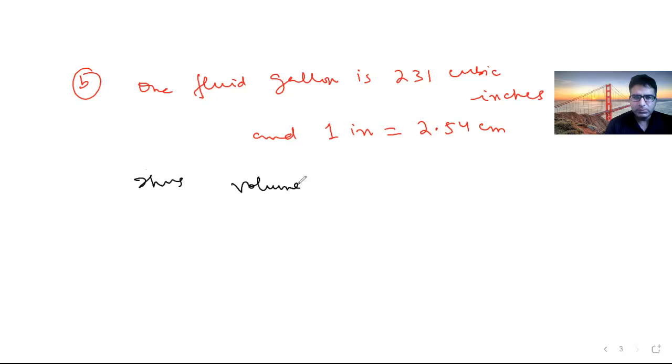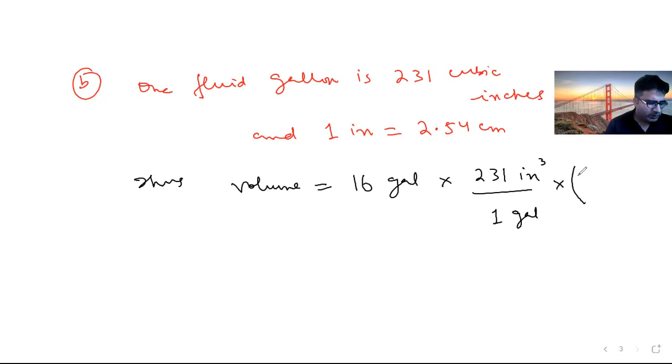So thus, our volume is 16 gallon. So we multiply it by 231 inch cube over 1 gallon. And then we multiply it by 2.54 centimeter over 1 inch, and we cube that.